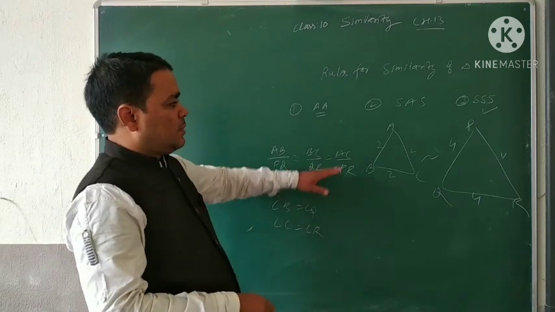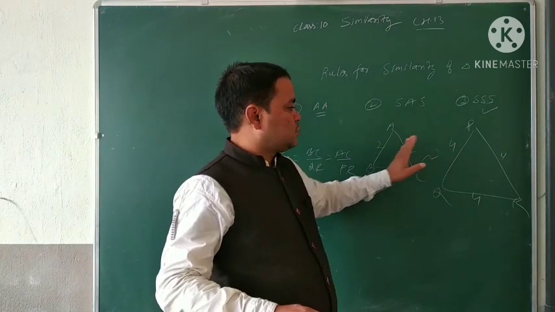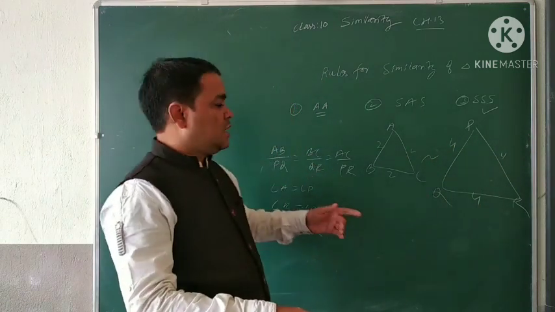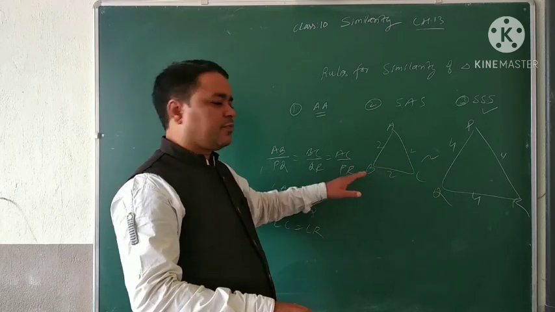So this is the SSS. SSS means the ratio of the corresponding sides, the ratio of all three corresponding sides will be equal.